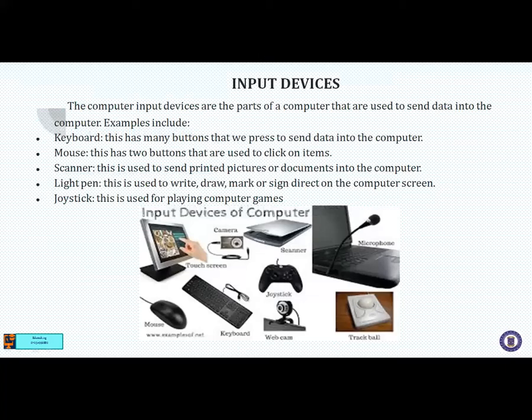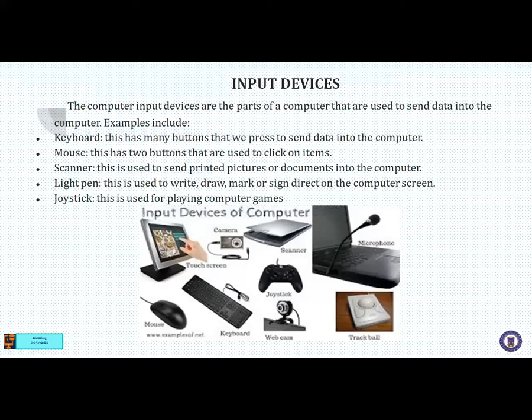Now the second one there is the mouse, that small part that has a long tail that looks like a rat. The mouse has only two buttons and a scroll. The buttons are used for clicking, right click or left click, and this is used to select options or items on the screen of the computer.